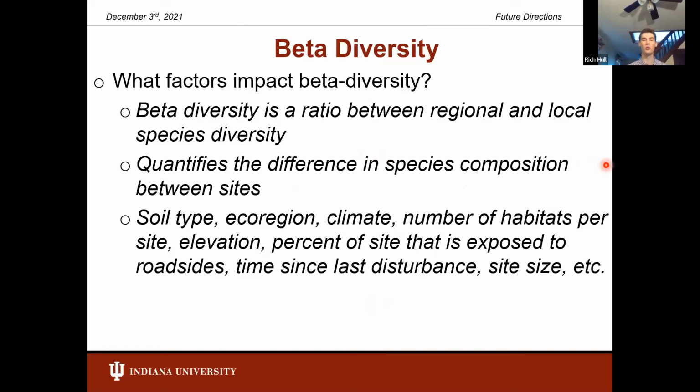Once we know how sites are different in species composition, we can test different variables to see if they correlate with these differences, to see if they explain these differences. Examples are down here. We could test for soil type, ecoregion, climate, etc. And we can use regression as before.